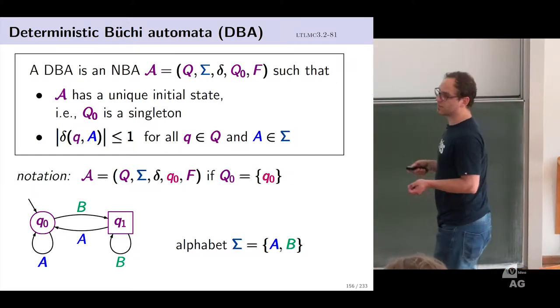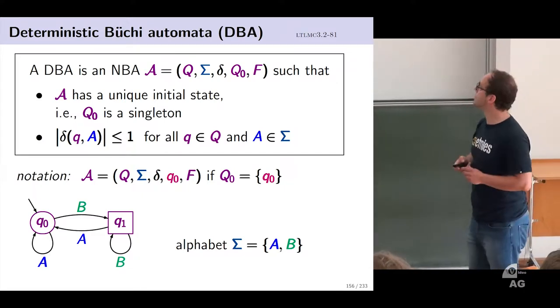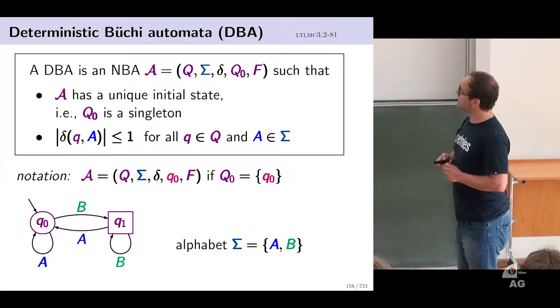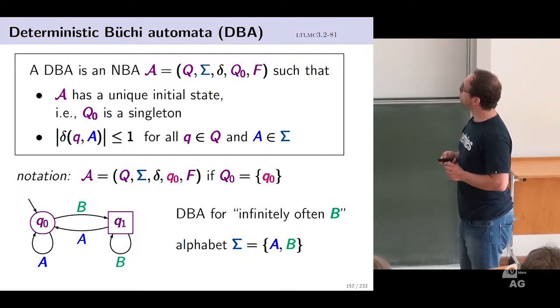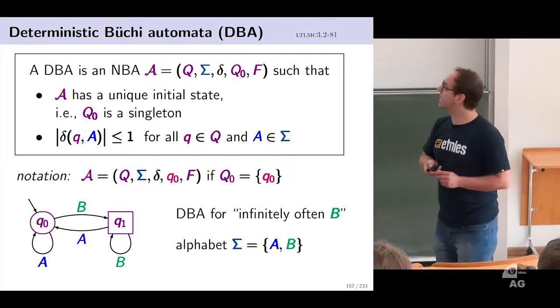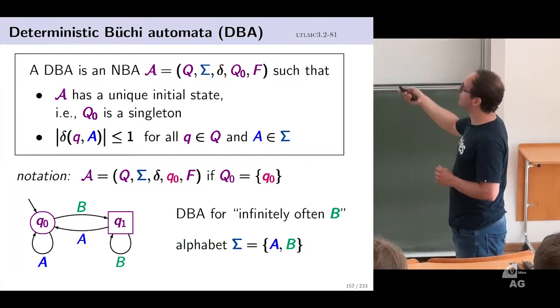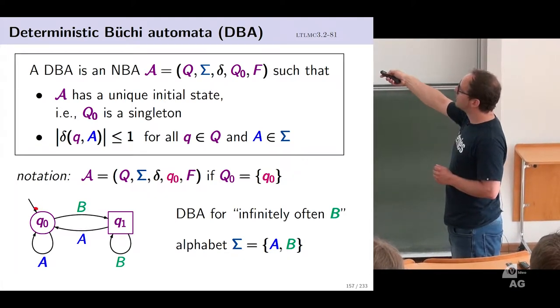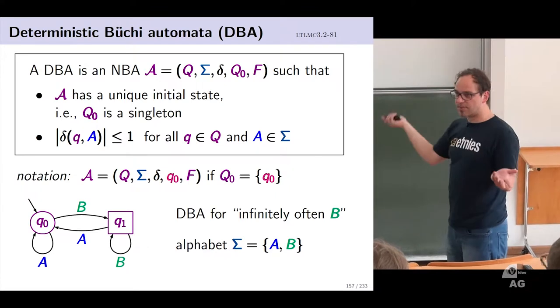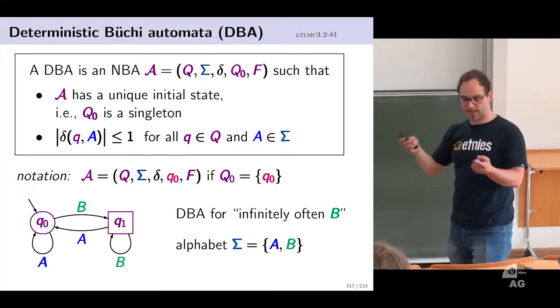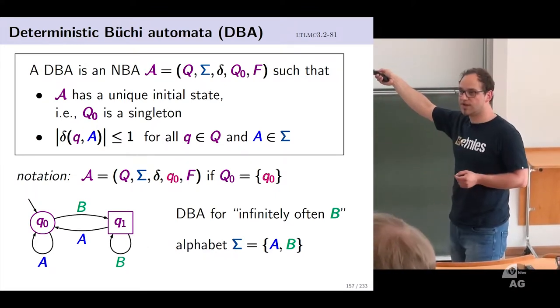And the same thing holds for Q1. So it's a deterministic Büchi automaton. And we can already see that it accepts the language infinitely often B. Well, why? Because the acceptance condition is still the same. It says you need to visit Q1 infinitely often.